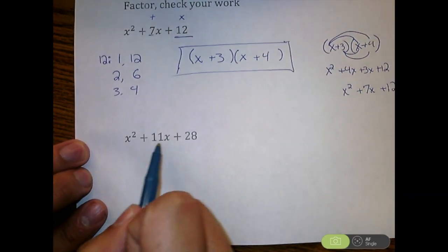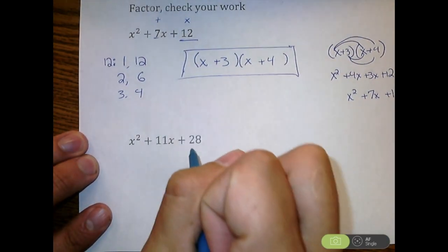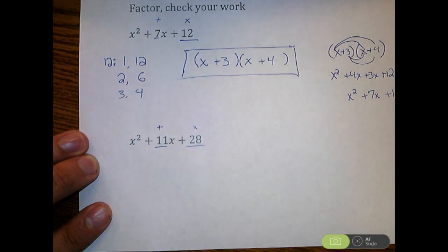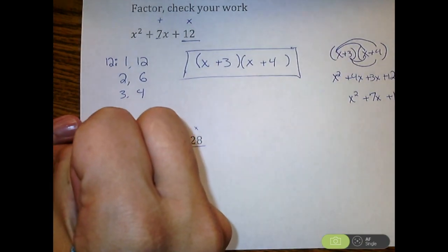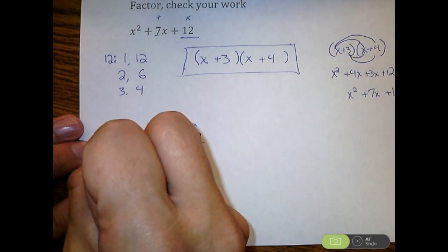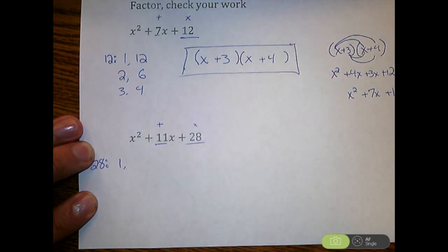X squared plus 11x plus 28. Again, we need two numbers that multiply to the back. Those same two numbers need to add to the middle. So I'm going to list out all the different pairs of numbers that can multiply to 28. I start small and figure out 1 times what, then 2 times what, 3 times what, 4 times what, and so on and so forth.